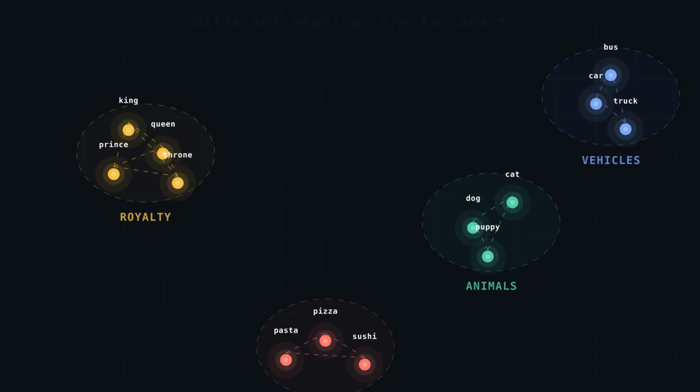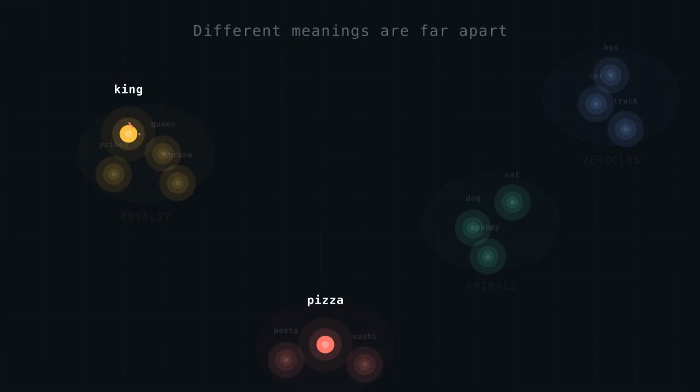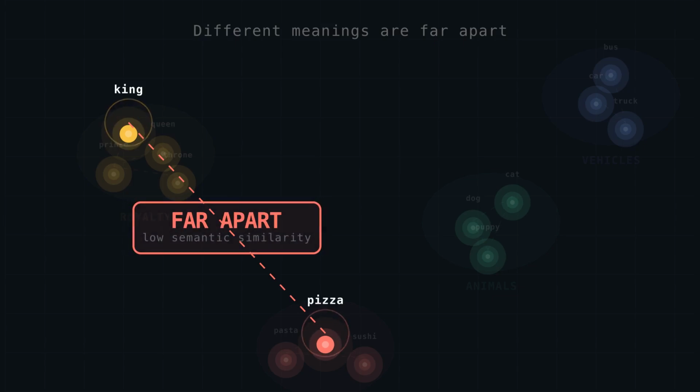But king and pizza, they're far apart. Low semantic similarity, the embedding model knows. These concepts have basically nothing to do with each other.